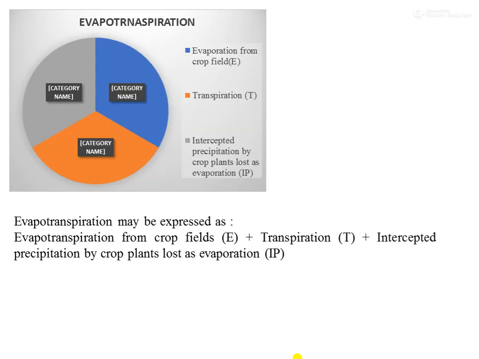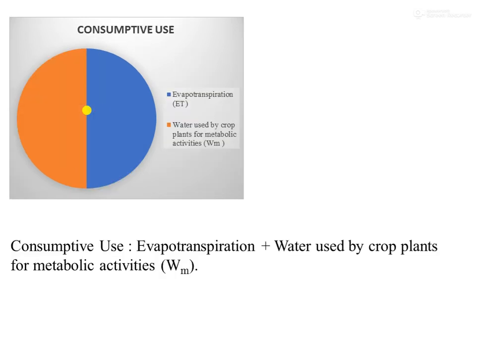Then evapotranspiration may be expressed as evaporation from the crop field plus transpiration plus intercepted precipitation by the crop plant lost as evaporation. In this pie diagram, you can see that evapotranspiration is the evaporation from the crop field, transpiration and intercepted precipitation by the crop plant lost as evaporation. Then consumptive use is given by evapotranspiration plus water used by the crop plant for metabolic activities.